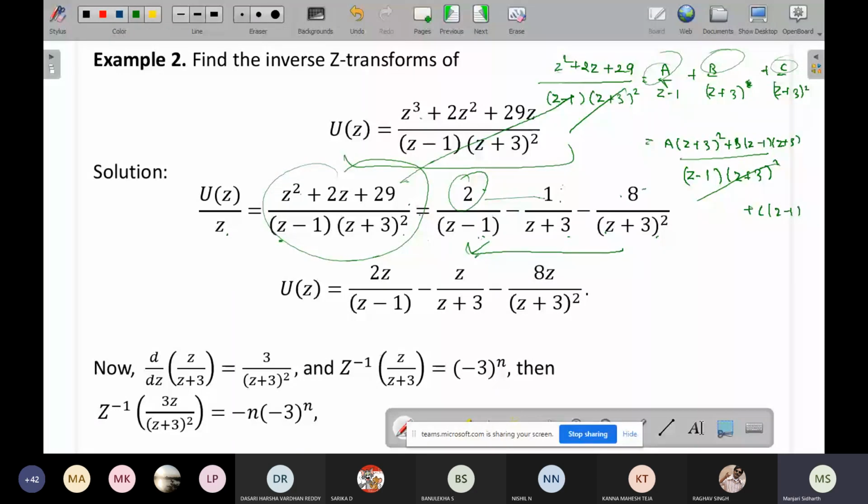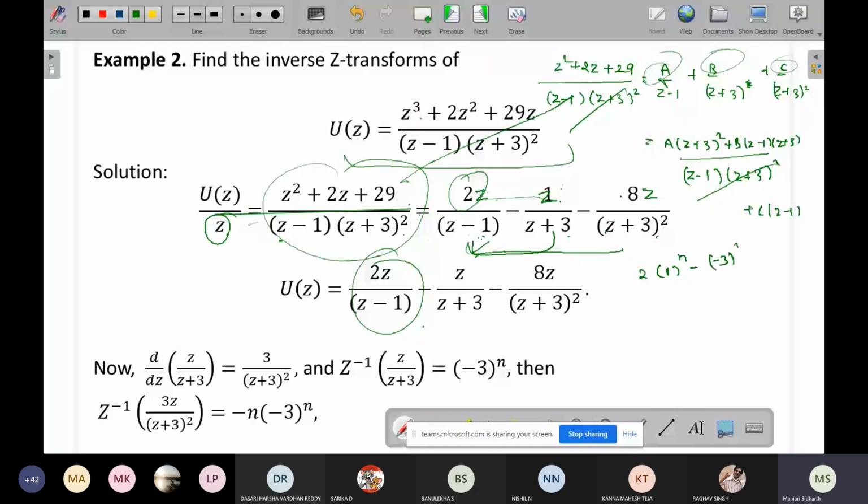Z over z minus 1 means this z will be multiplied back here, z here and z here. So these two terms are very simple, z over z minus 1. That means its inverse transform is 2 into 1 power n z over z minus 1, right? Minus 3 power n. Second one, z over z plus 3.